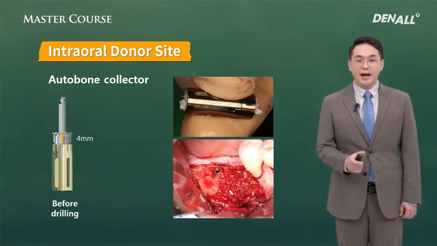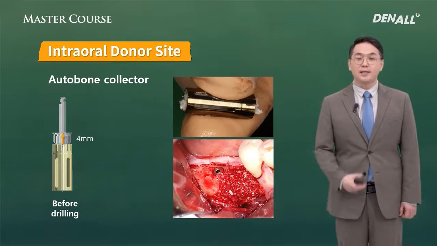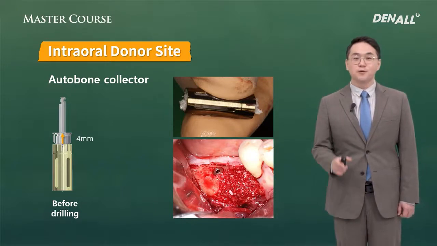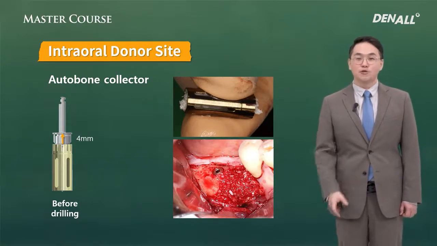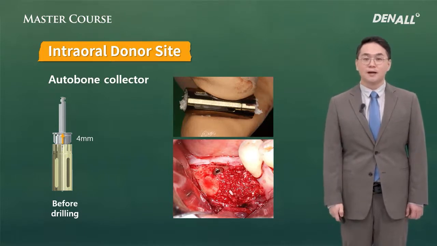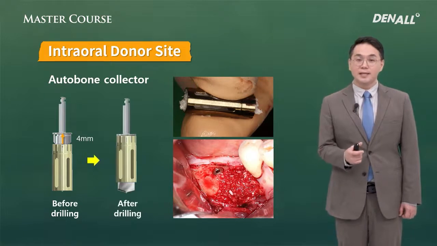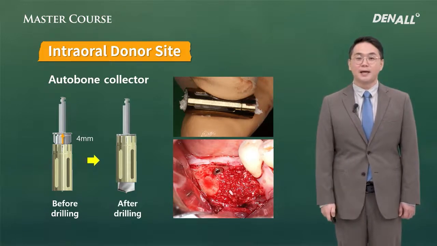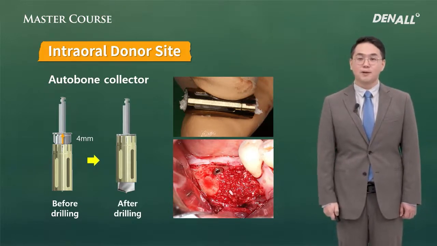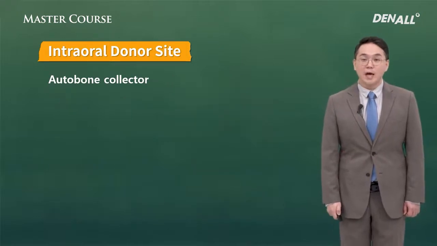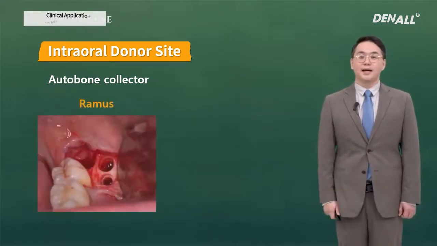Before drilling, you can connect the stopper in the indentation area at the speed of 500 to 600 RPM. It can be drilled into the cortical bone. You need to stop when the stopper reaches the top stopper of the drill. As I said before, the drilling depth is about 3.8 millimeters. I usually take bone from the ramus.